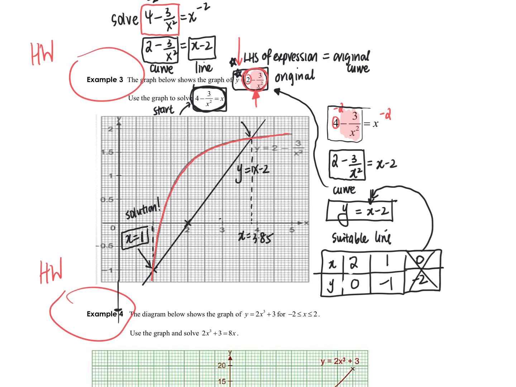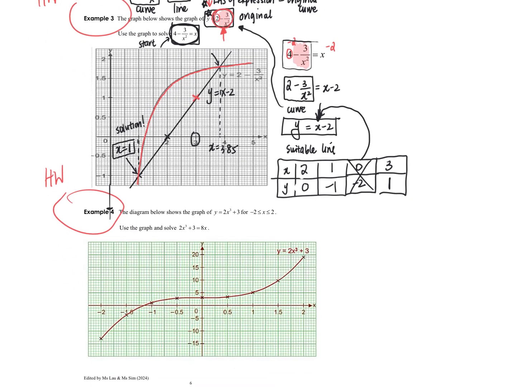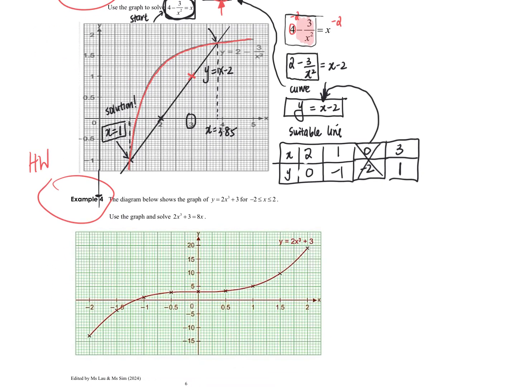Okay, I can choose 3. Any number that is from 0 to 5. So if I choose 3, I put the 3 here, I get 1. I also can plot this point out. So 3, 1 is here. Can you see? It's still on the line. Just pick any 2 x values, sub in and plot it out. Okay, next one.